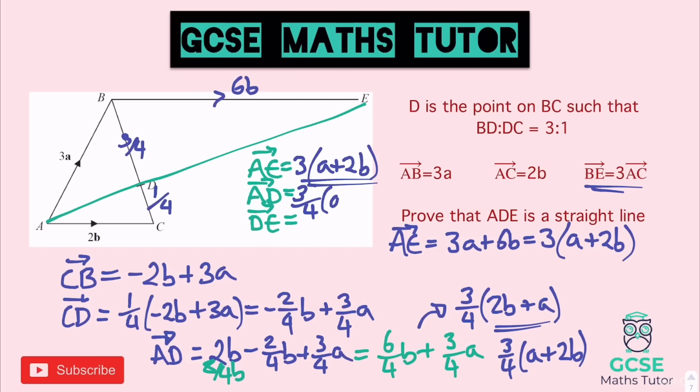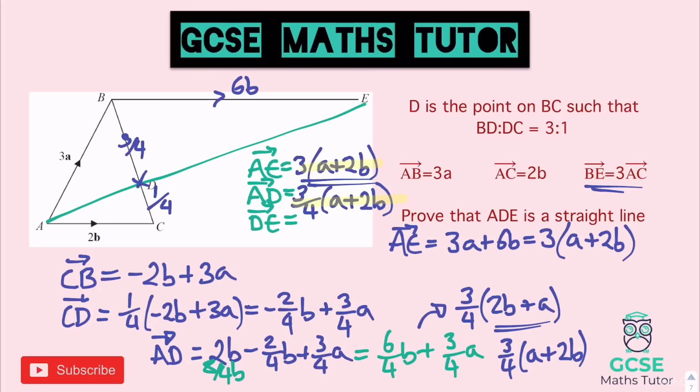3/4 A plus 2B, and there we go. And it does say prove, so we would again want to just write a little statement here saying that they are both multiples of A plus 2B, both share the same vector, moving in the same direction, and if they're attached at D, then they have to be on the same straight line because they are moving in the same direction and have that same attaching point.